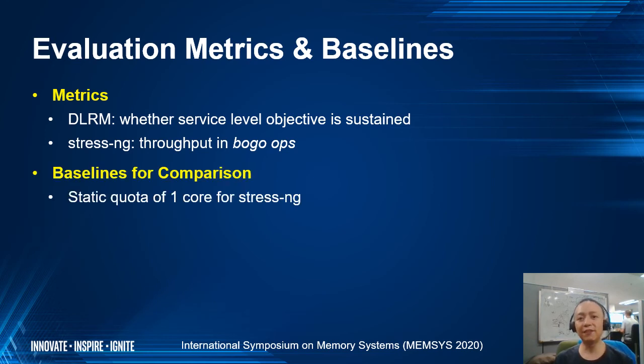We use 2 different baselines for comparison. In the first baseline, we use a naive static quota of 1 core for stress-ng. In the second baseline, we do not enforce further quota limit on stress-ng, except for letting it fully utilize the 6 hardware threads with 6 workers.